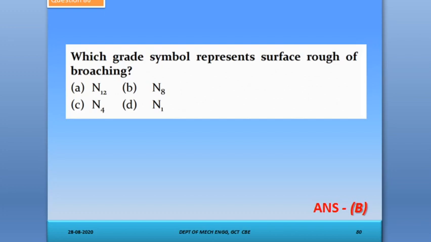Which grade symbol represents surface roughness of broaching? N12, N8, N4 and N1. For broaching operation, N8 is the grade symbol for surface roughness. N8.